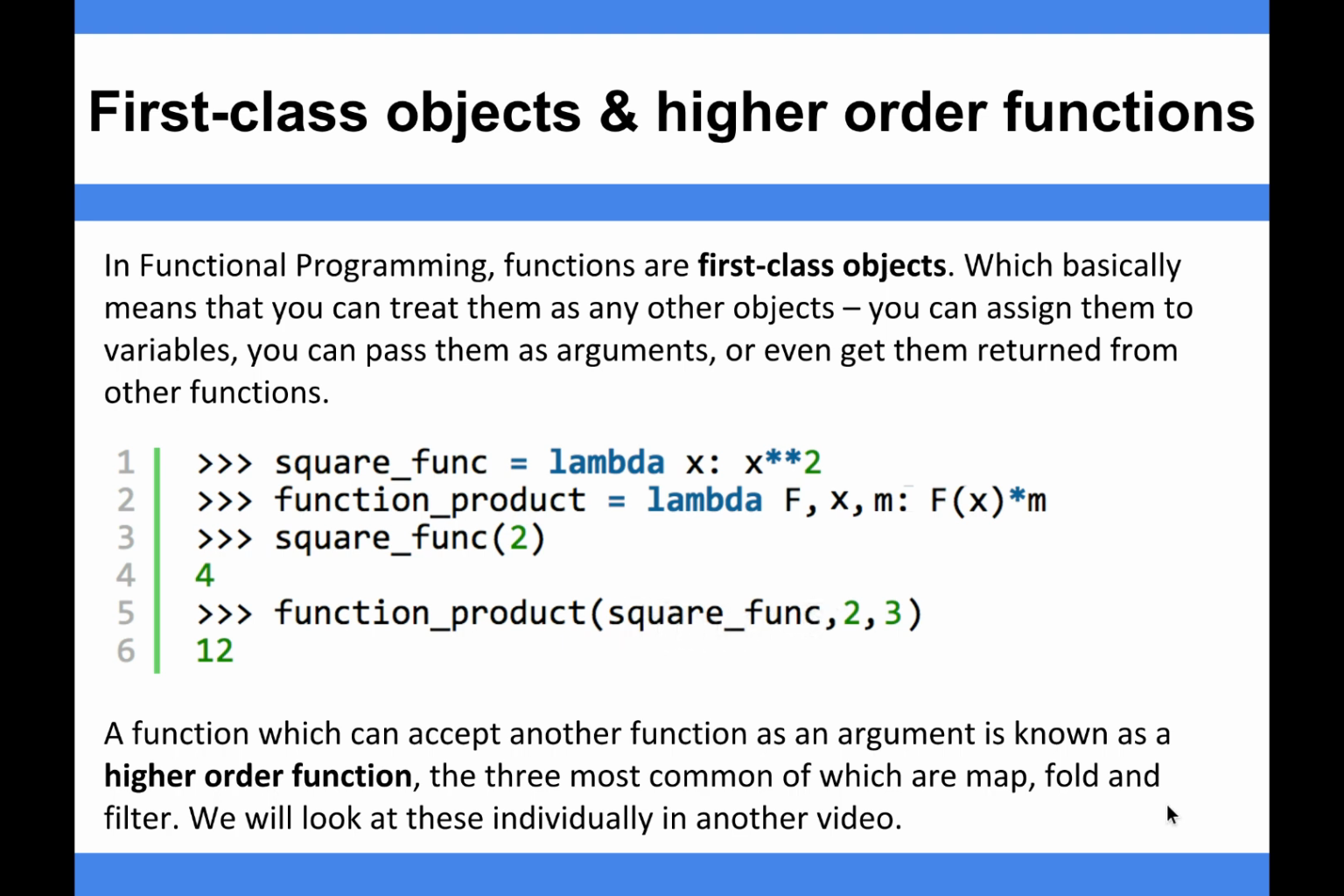Okay, so the 3 most common of which are map, fold, and filter, but I'm going to make a video on each of those. So first class objects means you can treat them like any other objects, assign them to variables, pass them as arguments, or get them returned. So functions are first class objects. And finally, a higher order function is a function that can take another function as an argument.